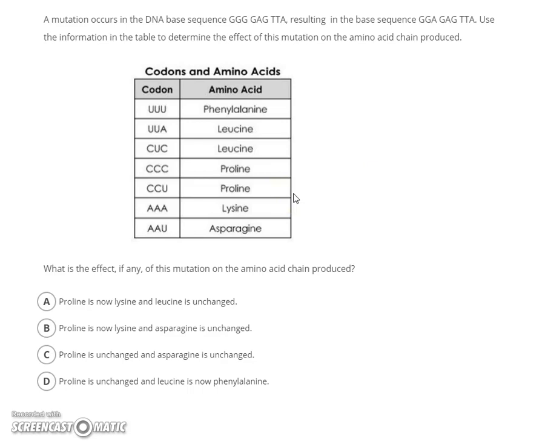A mutation occurs in a DNA strand. We see the original strand GGG, GAG, TTA, and we end up with GGA, GAG, TTA. We want to see what the difference will be in the amino acid sequence. So remember, we read 3 letters at a time to decide what amino acid will be used. This is DNA. We don't read it from DNA. We go from DNA to RNA first. So GGG actually pairs up with CCC.